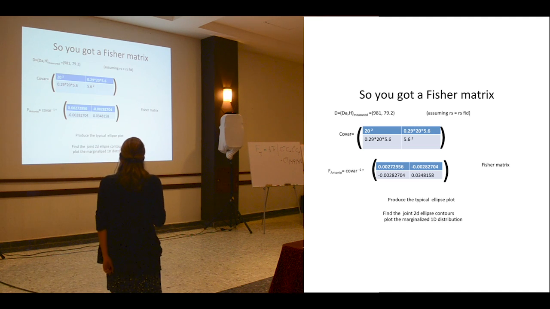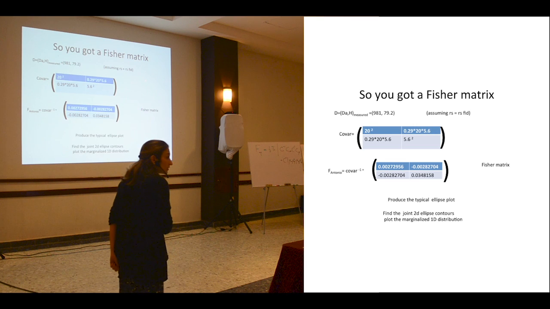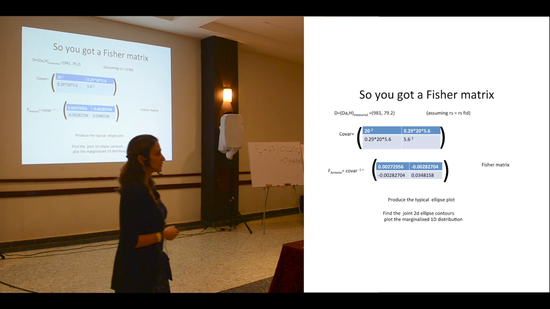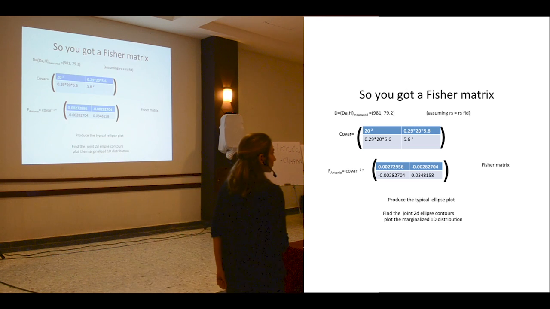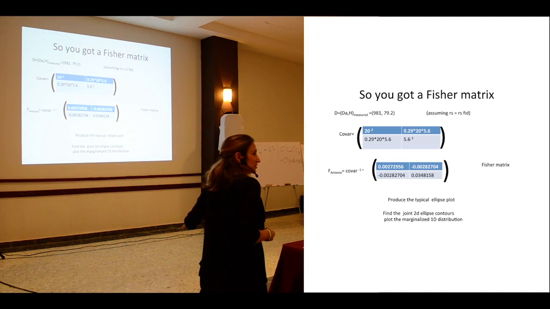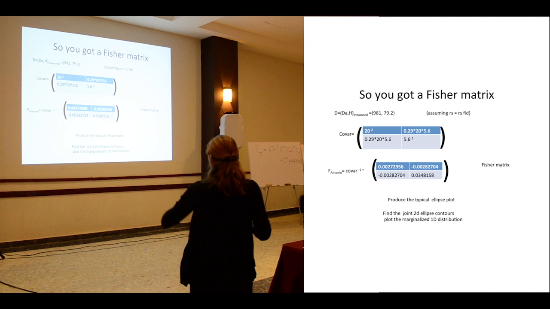Now, this is not yet a Fisher matrix. This is the inverse of a Fisher matrix. The Fisher matrix is actually the covariance to the minus one. That's the Fisher matrix. So I basically undid what Alan told you to do. Once you have the Fisher matrix, how do you get the average? Fine.